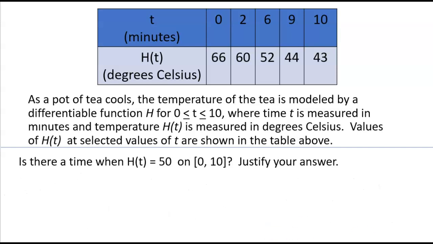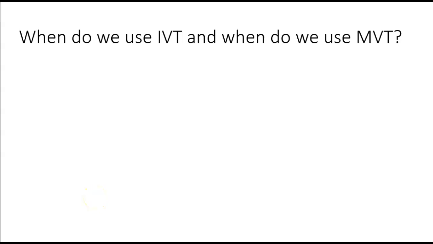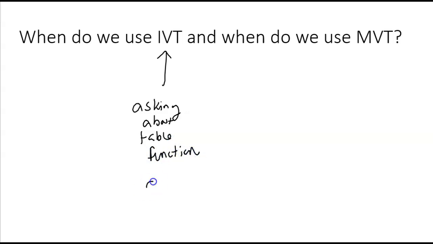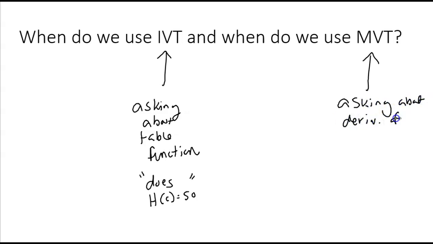And so that brings us to our final slide for this set. When do we use the IVT and when do we use the MVT? So if they're asking about the function in the table, then you're going to use IVT. In other words, does h of c equal 50? Because h was the function in the table. But if they're asking about the derivative of the table function, then you would use MVT. So in that case, does h prime equal 2.3? Okay, so that's how you can tell when you're going to use each one of those different theorems.